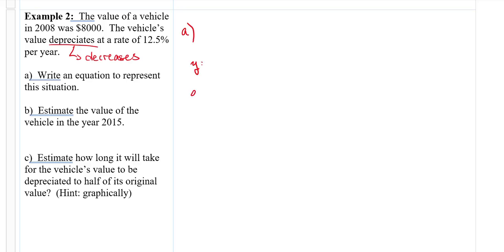We need a y, we need an a, we need an r, we need a t. So y is the thing we're trying to find, because in part B it says estimate the value of the vehicle in the year 2015. So y is the thing we're solving for. So this is going to be the final price of the car. A is going to be our initial amount for the car. So that's going to be our $8,000.